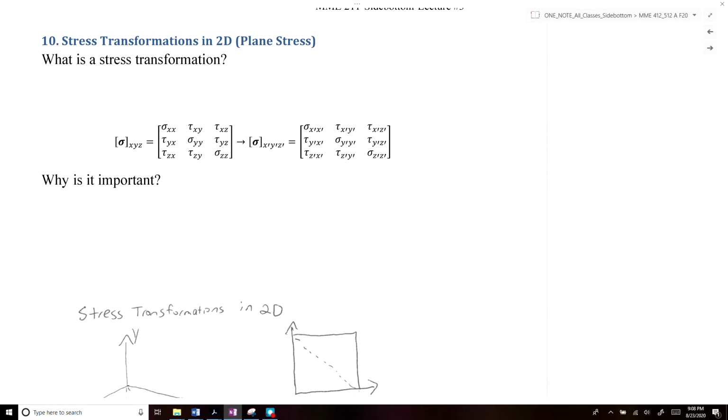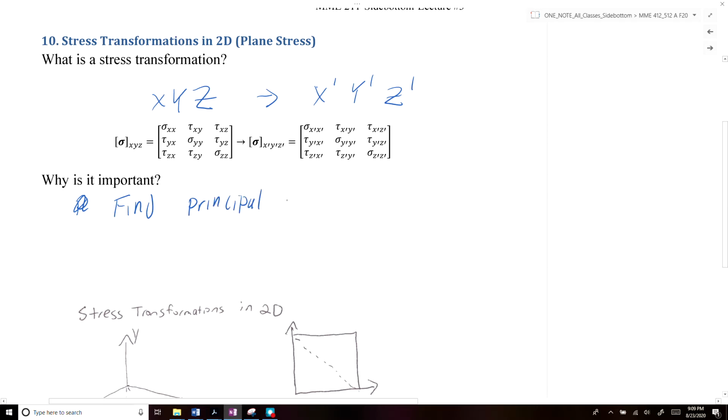A stress transformation is when you take a known state of stress, let's say that's in the x, y, and z coordinate system, and you convert it to another coordinate system, which is, let's say, the x prime, y prime, and z prime coordinate system. The reason this is important in engineering is that we want to determine the magnitude and the orientation of our maximum stresses. Our goal is often to find the principal stresses.